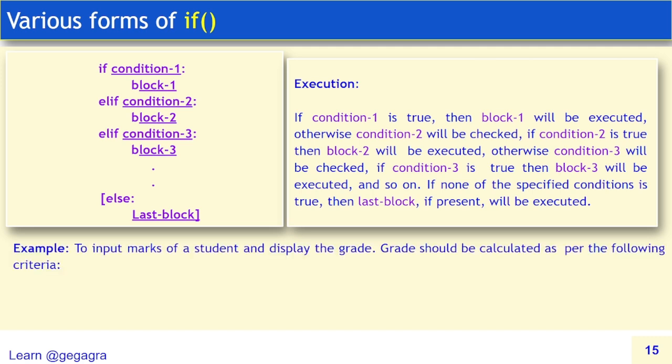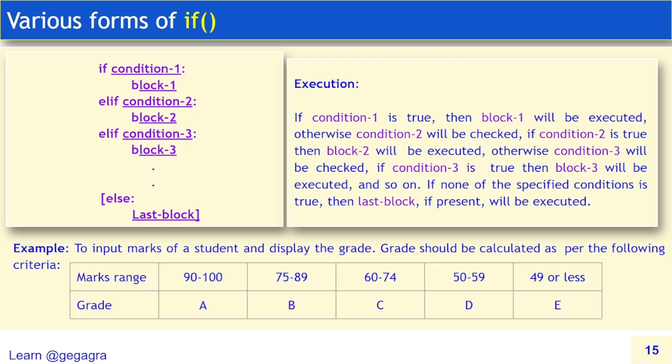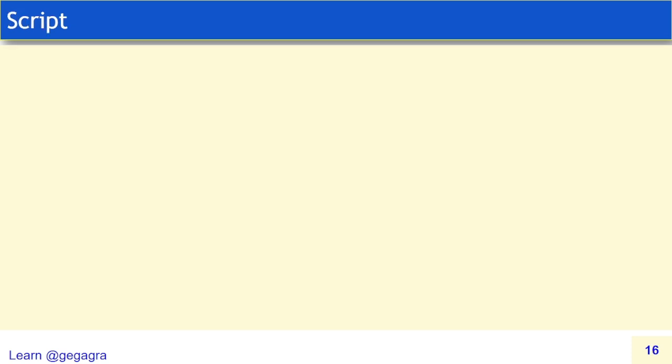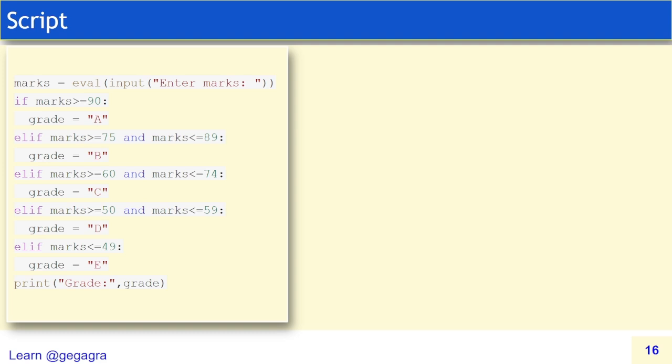So this time we'll discuss how to award the grade to the students on the basis of this table. As I told you, grade A if marks entered are between 90 and 100, grade B if marks entered are between 75 and 89, then C, D and E. So what should be the script? Let's see. So this is the script.